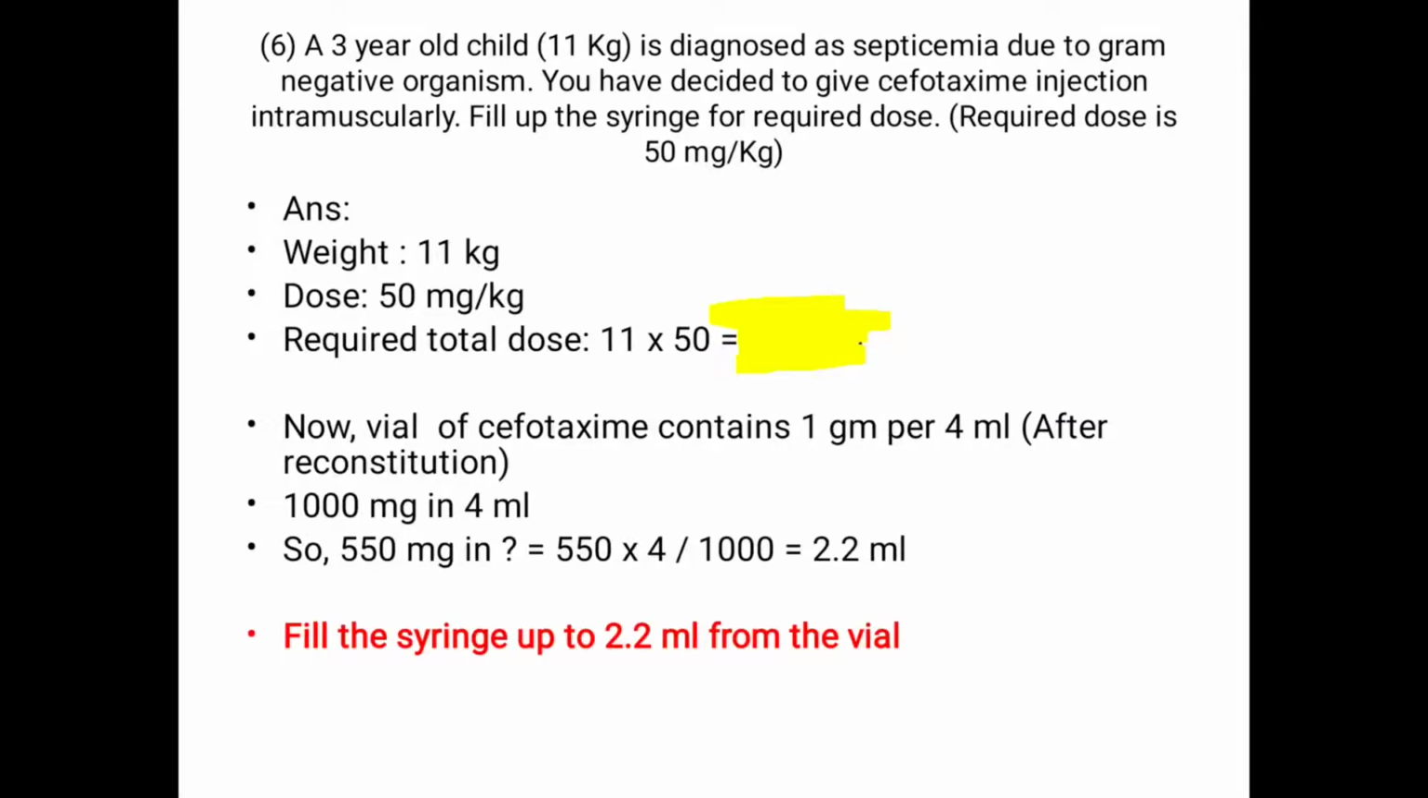So after reconstitution, 1000 mg in 4 ml. Sorry, I will repeat it. 1000 mg in 4 ml. So 550 mg in how much? We can do this question very easily by cross checking: 550 into 4 divided by 1000, so our answer is 2.2 ml. So fill the syringe up to 2.2 ml from the vial. We will move further to the next question.